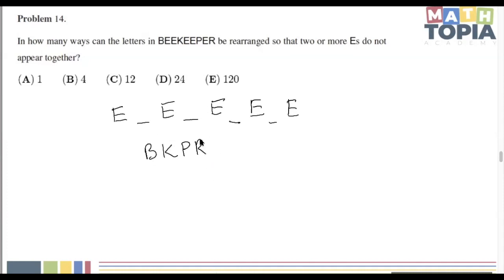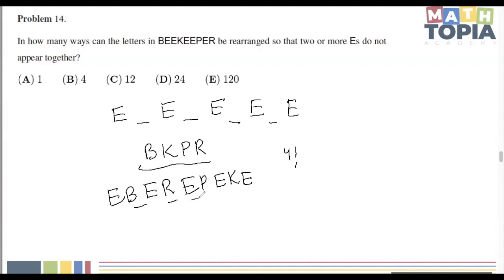And what we'll end up getting is, all the E's have to stay in place, and all we can do is take these 4 slots and shuffle them. So we could write, let's say, E, B, E, R, E, P, E, K, E. That's one example, and there's a total of 4 factorial ways to arrange these 4 in these 4 slots. So that would just give us 24.